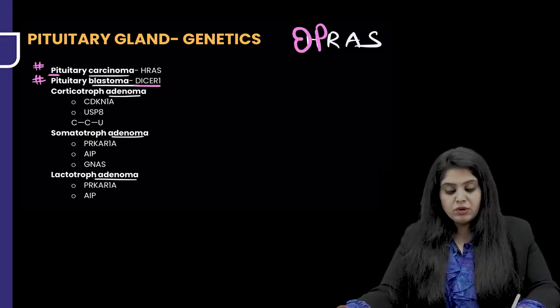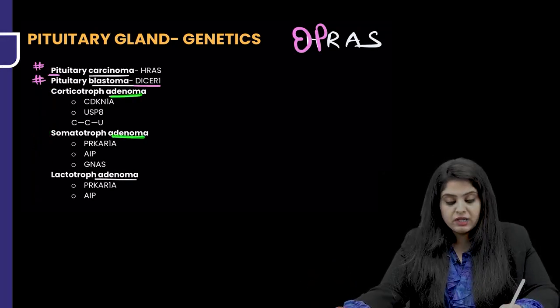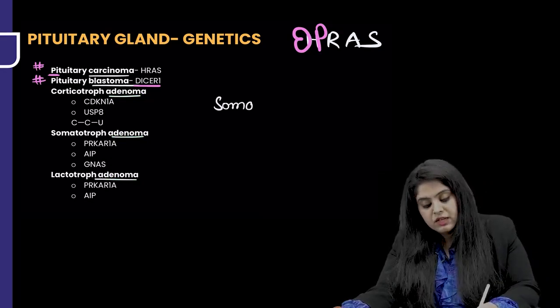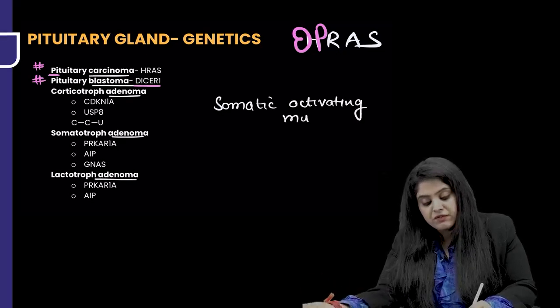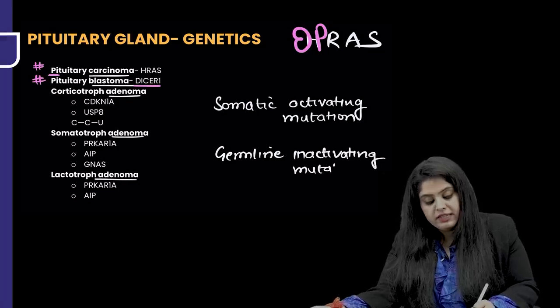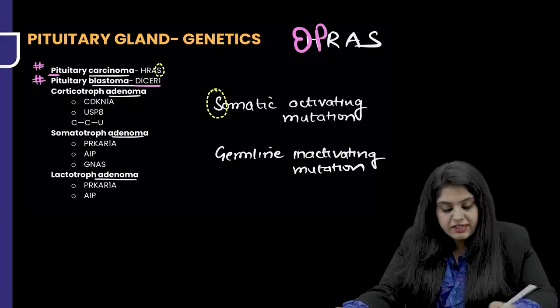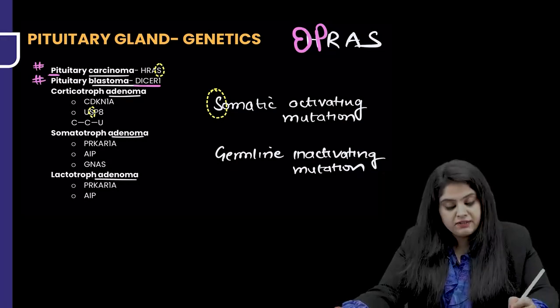After that, you don't particularly have to know which one causes which particular adenoma, but they ask you which ones are going to be associated with somatic activating mutations, which of them are activating mutations and which of them are inactivating mutations. Meaning somatic activating mutations and germline inactivating mutations. So please note that all the things that have the letter S in it are somatic. HRAS has an S, it is somatic. USP8 has an S, that is somatic.